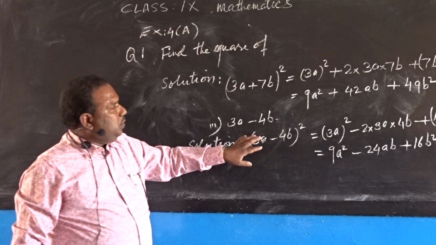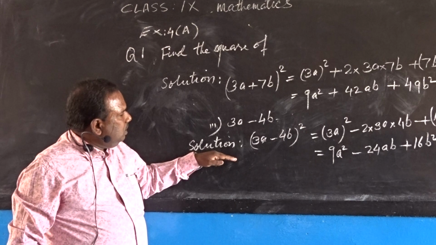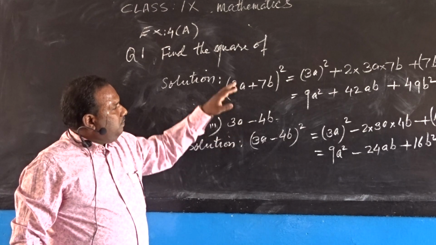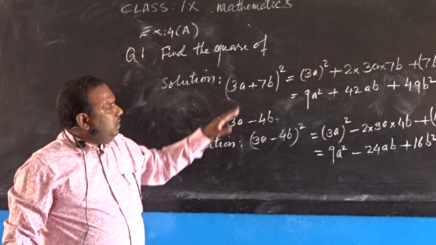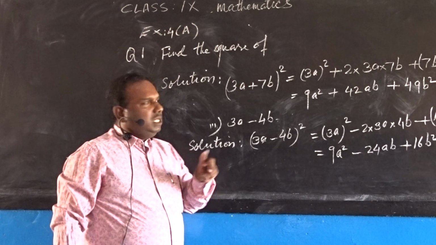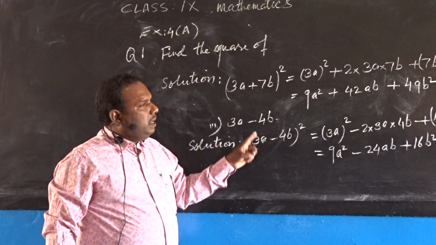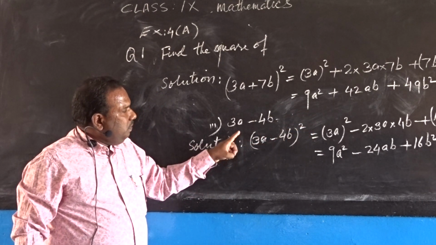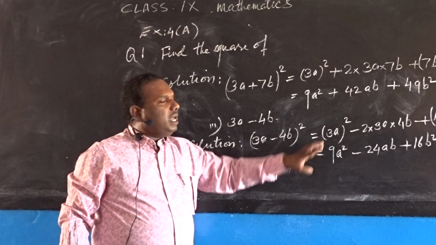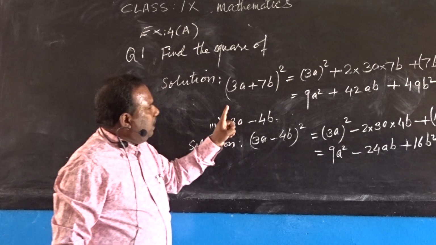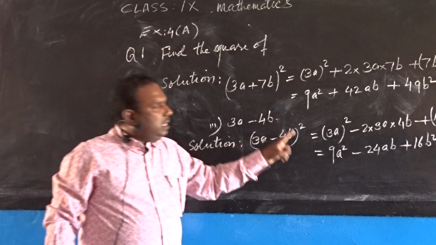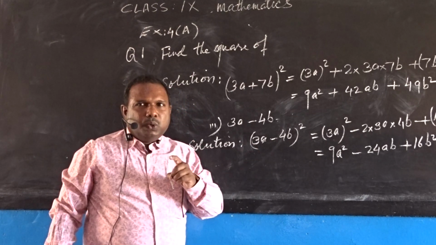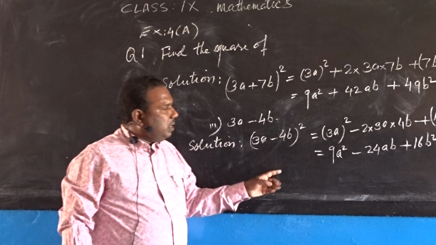Now I think it is clear to you, questions 1 to 3. I think you understood all the points. In the first and second we applied the a plus b whole square identity, and in the third one we applied the a minus b whole square identity. Once more I repeat, a plus b whole square is equal to a square plus 2ab plus b square, and a minus b whole square is equal to a square minus 2ab plus b square.